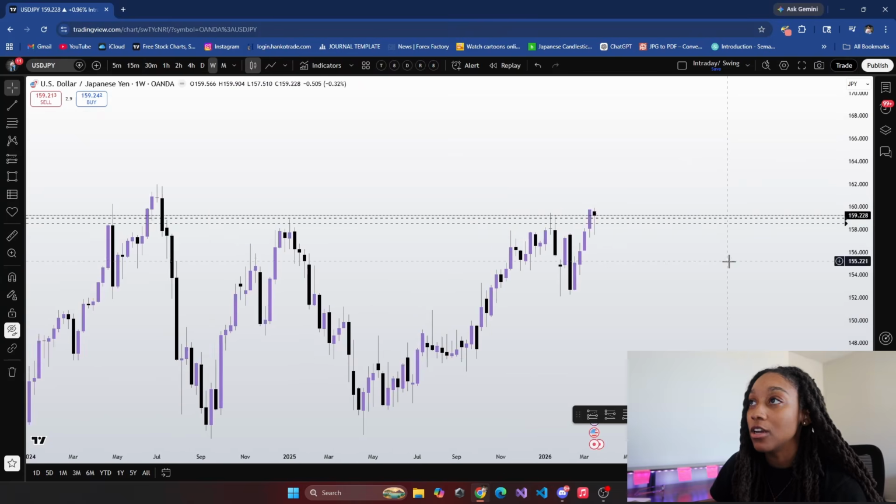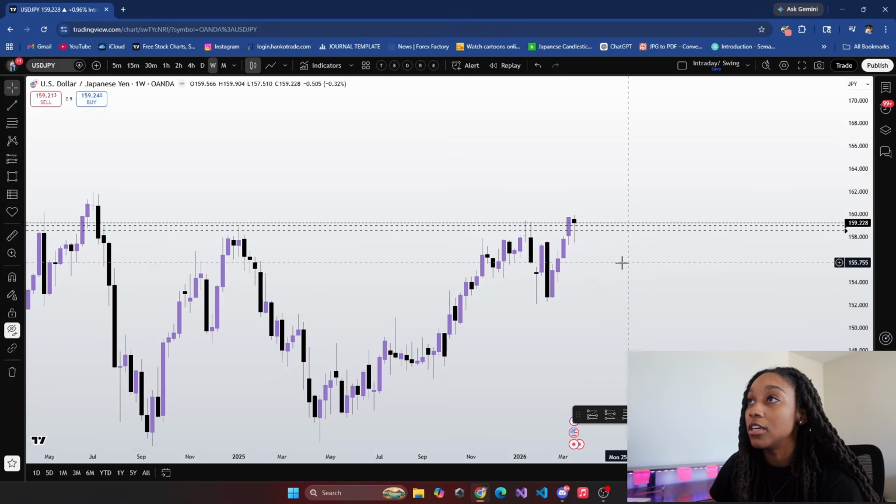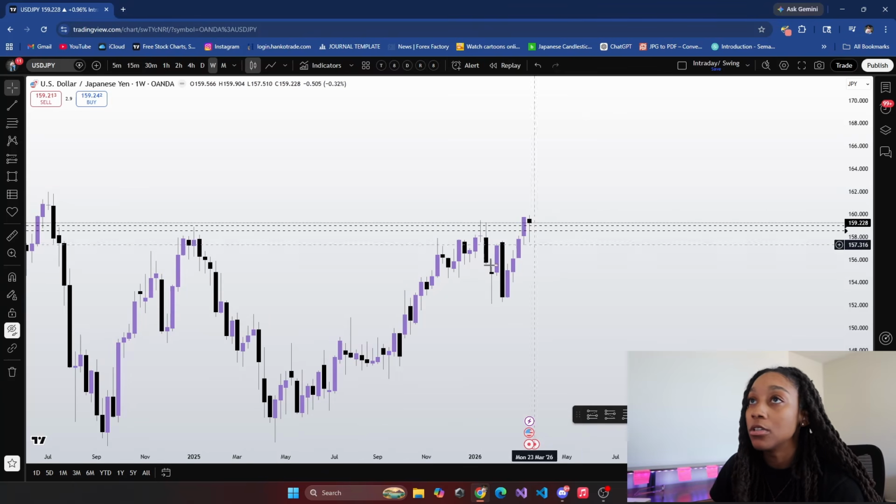All right, y'all. So as you can see on the weekly, right here, the weekly is bullish. We broke structure. These were our weekly highs. As you can see, we came and we closed above these highs, making our weekly time frame bullish, right?